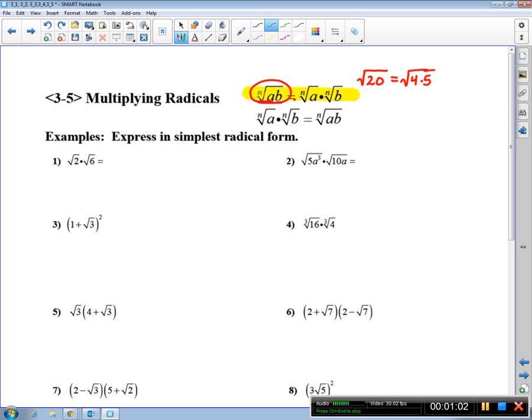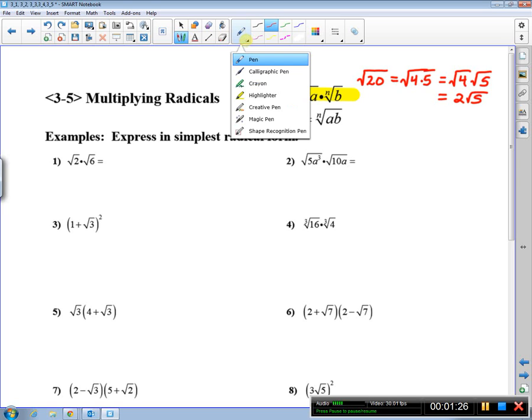And what it says we're able to do then is split up into square root of 4 times square root of 5. And of course then we would get 2 square root of 5. So this is just telling us we can split up the factors underneath a radical. Factors are things that multiply.